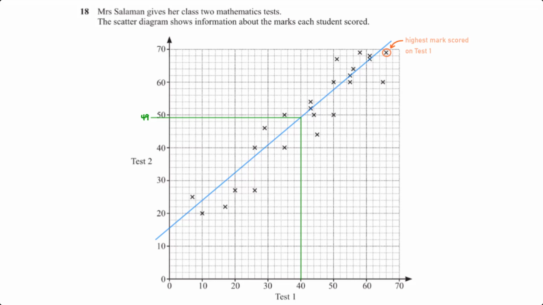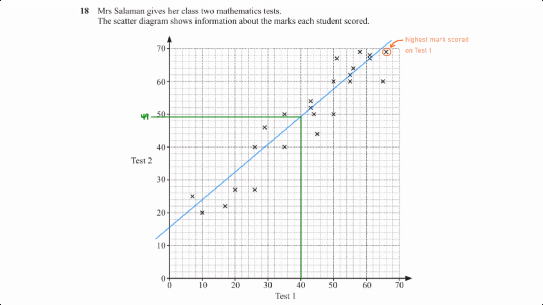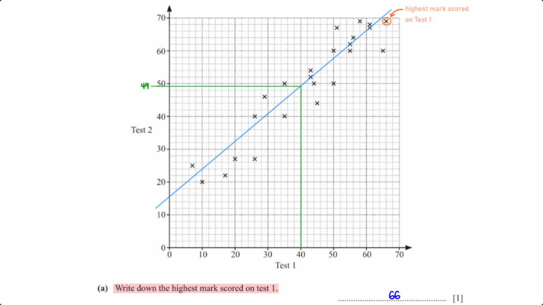Mrs. Salaman gives her class 2 mathematics tests. The scatter diagram shows information about the marks each student scored. Write down the highest mark scored on test 1. To get the highest mark scored on test 1, we pick the point that is to the far right of the grid. When we map this point onto the horizontal axis, we get the test 1 score to be 66.